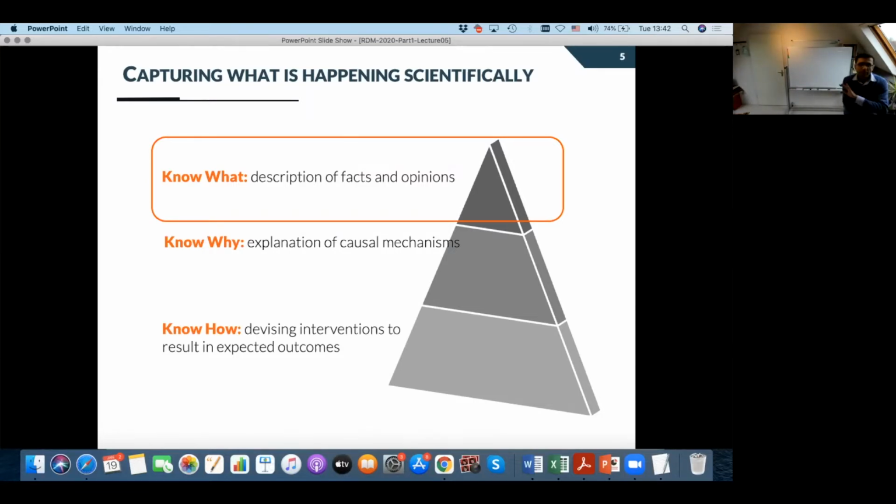We don't get into the explanation, which is the why. We don't get to the prescription, which is the how. We will get into them in the coming lectures. Now it's only about describing the fact.